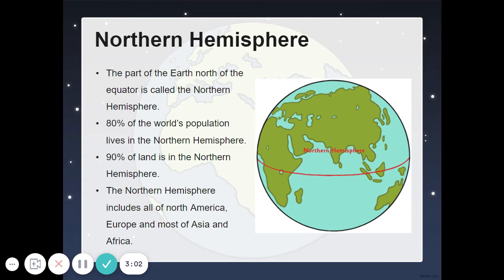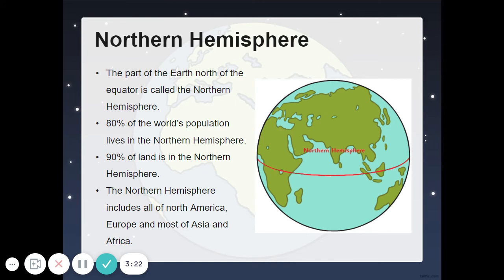80% of the world's population lives in the northern hemisphere. 90% of land is in the northern hemisphere too. And the northern hemisphere includes all of North America, Europe, and most of Asia and Africa.